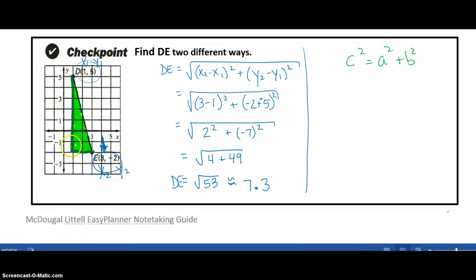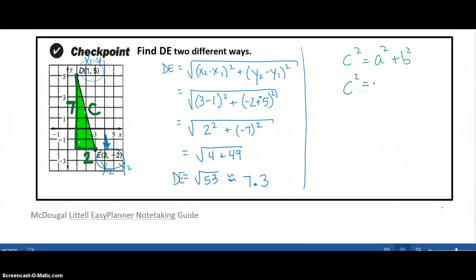Well, because this leg is exactly vertical, we can count the boxes, and you should see that there are 7 boxes, so that is 7 units long. And this is 2 boxes, so 2 units long. We are finding the hypotenuse, so that will be c. So when we plug in, we'll have c squared equals 7 squared plus 2 squared, or 2 squared plus 7 squared. So you get 49 plus 4, so you get 53. And again, if you square root both sides to get rid of that square, you get the square root of 53, which is approximately 7.3.